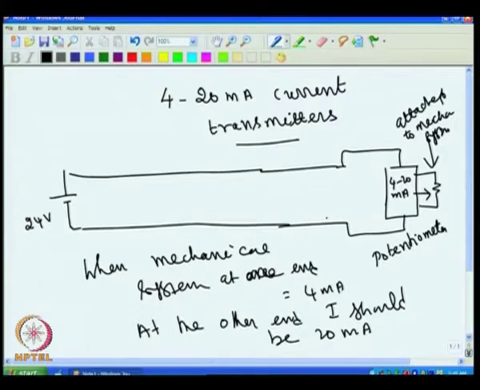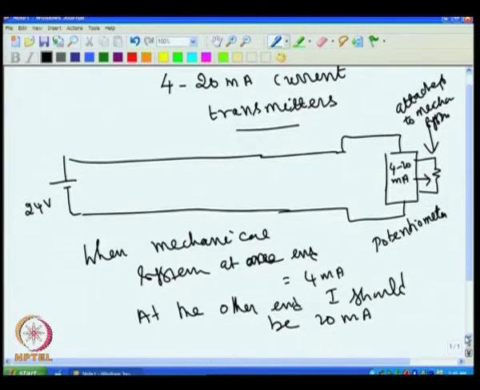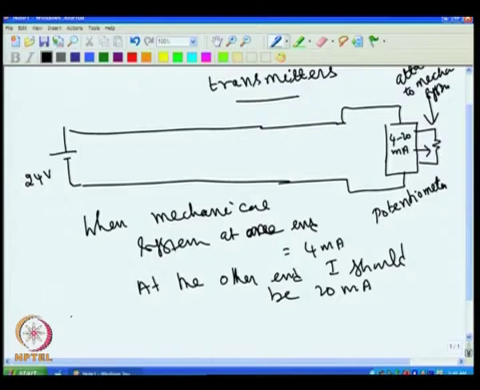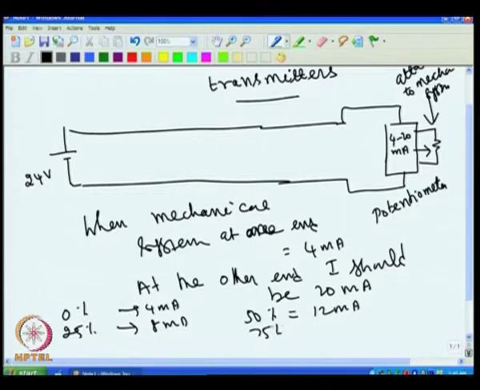So obviously it varies linearly. If you look at it like this, when the mechanism is at 0%, the current will be 4 milliampere. At 25% of the movement of the mechanical system, it will be 8 milliampere. At 50% it will be 12 milliampere. At 75% it will be 16 milliampere. At 100% it will be 20 milliampere. That is how normally it transmits.